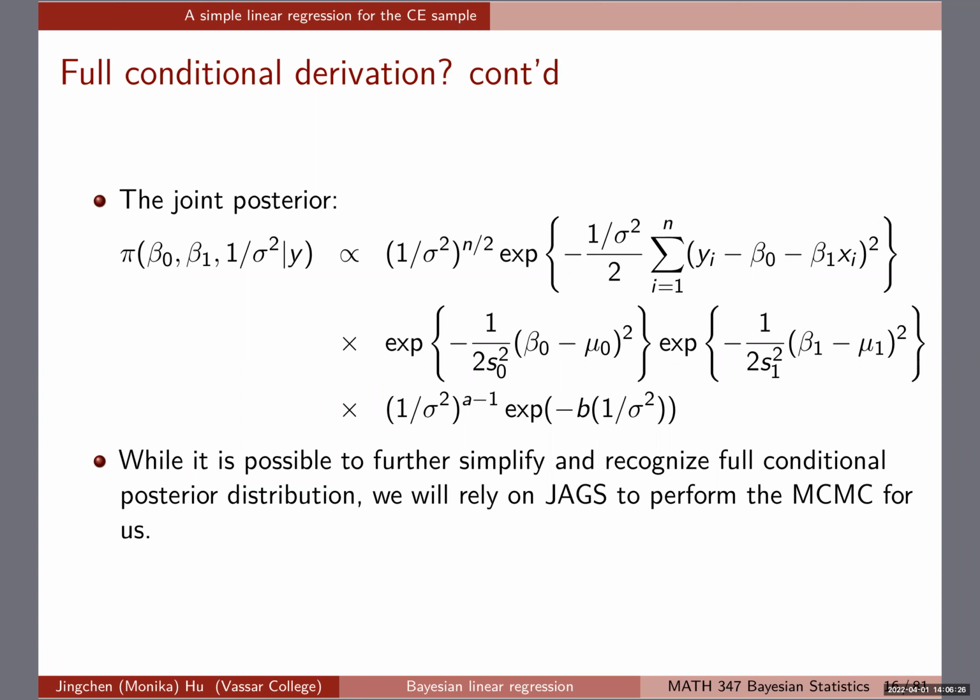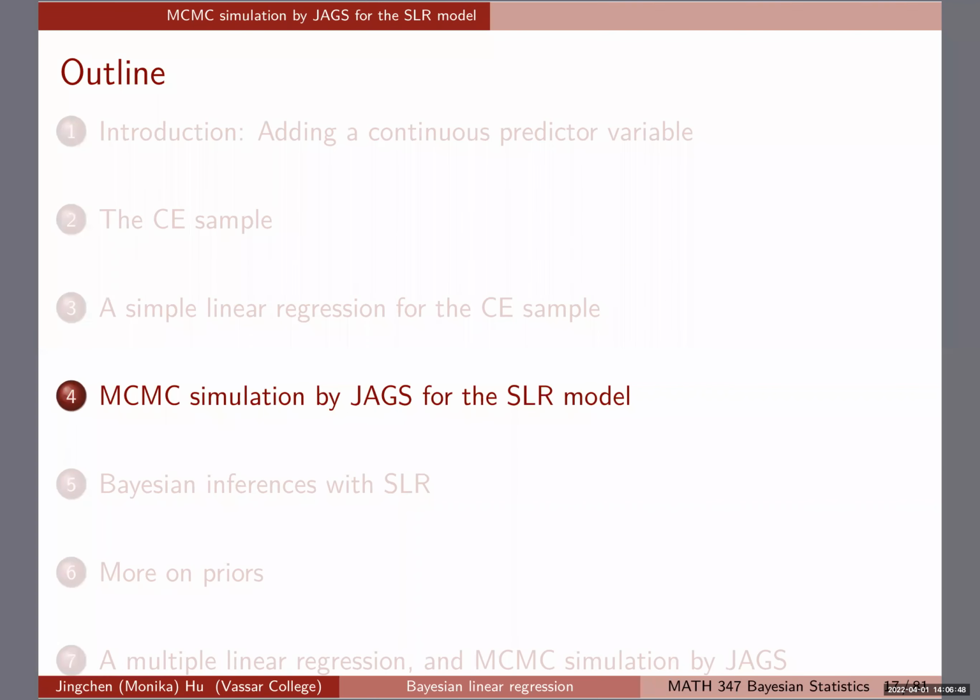Okay. However, just like I said, starting from hierarchical modeling here as well, we're going to rely on JAGS to perform the MCMC for us. So then, of course, the key is making sure that you can write out the JAGS code correctly, efficiently, to represent the exact model that you're dealing with. So I think that will be what we're going to talk about next.